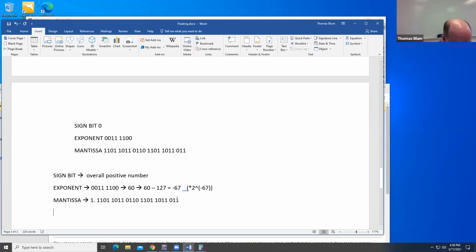Just sort of the opposite game that we played before. I'm going to move the dot 23 places, making that small number a big number. And so then I compensate by 2 to the 23. That's the same game we played before, just in reverse.